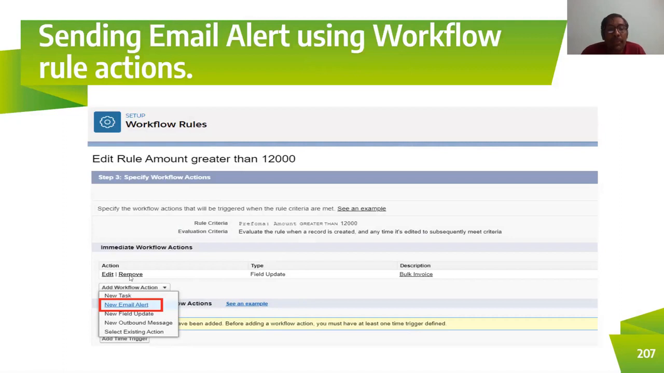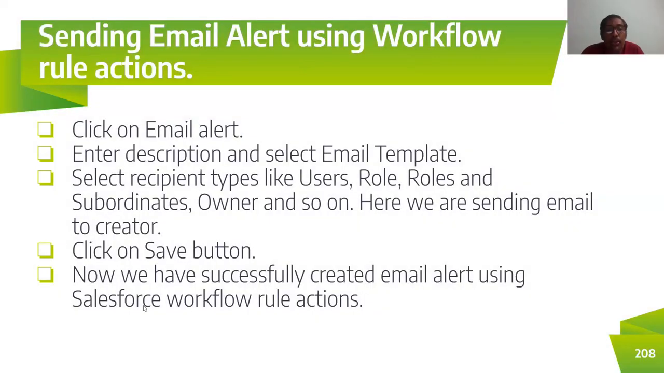In a similar way, I'm going to send the email alert also. Again, I'm creating one more rule here. I'm going to select the email alert. The story is going to be the same thing. Click on email alert, enter the description and the recipient, and then save it.